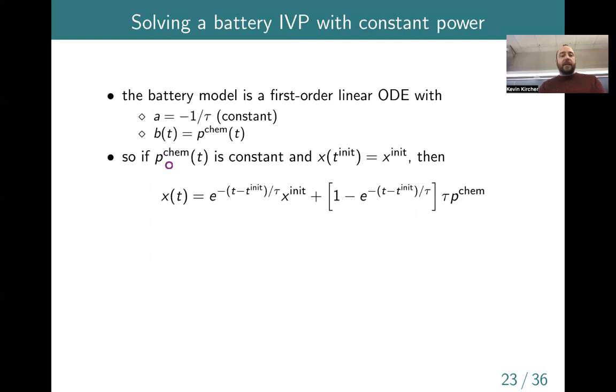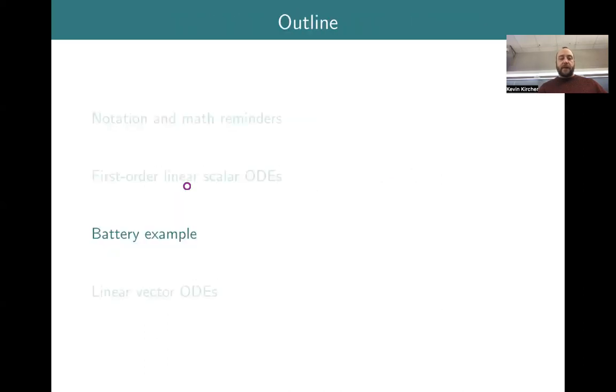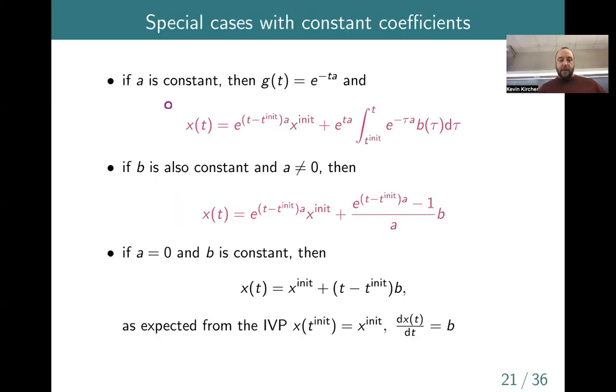So let's apply the formula that we had for when the function B of t is equal to a constant. And let's assume an initial condition that at the initial time, we're at some initial value x initial. This could be 20 kilowatt hours or something like that. If we go back and look at our formula, we're in the case where A is constant and A is not equal to 0, because tau is positive, and B is constant. So we're using this second highlighted formula here.